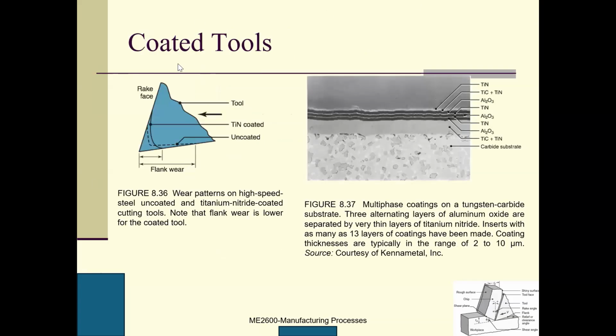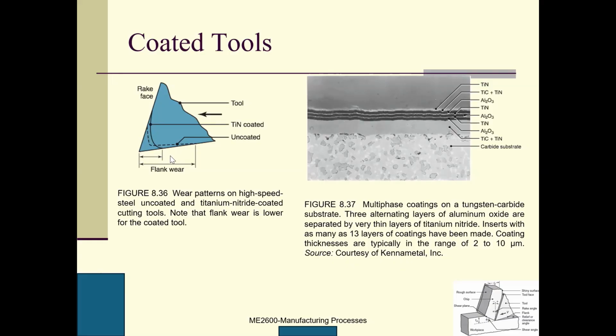So this is a coated tool. Let me show you. Here is our rake face. So here is our tool. This is the titanium nitride coated, and here, this one is uncoated. This is the dotted line, the dotted configuration, and it shows the uncoated tool. So here is the titanium nitride coated, and this is the rake face.